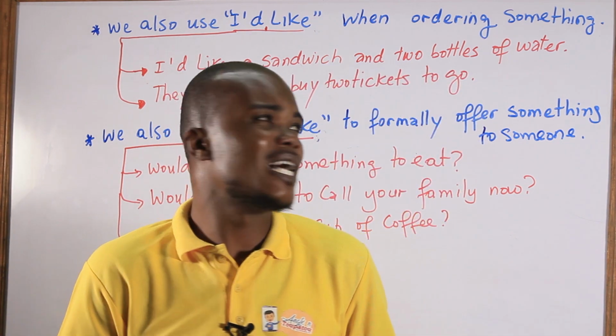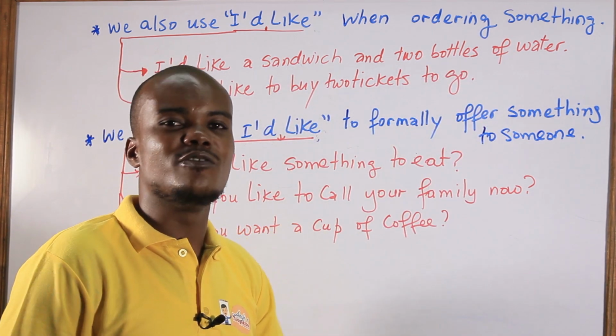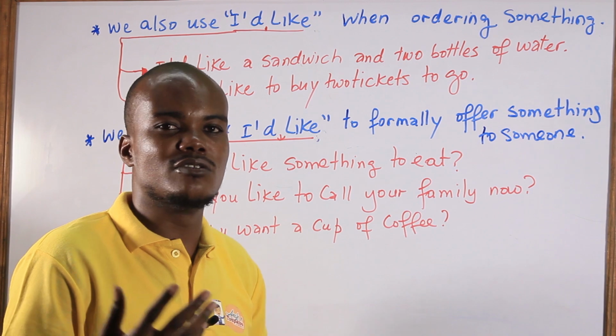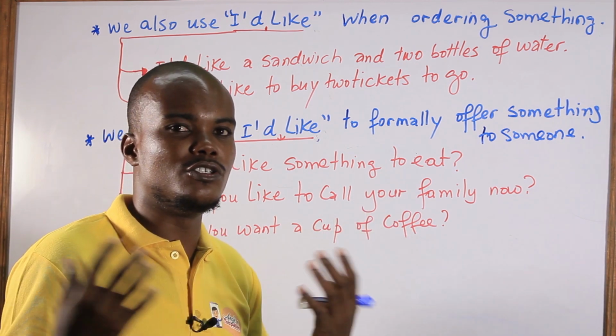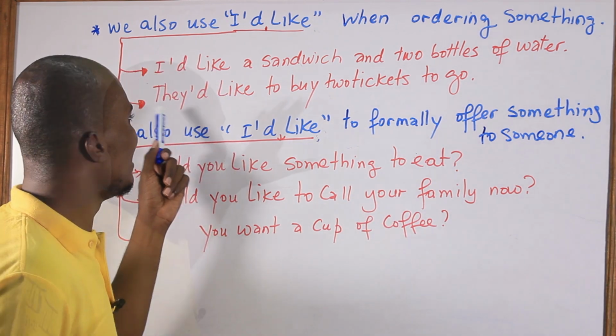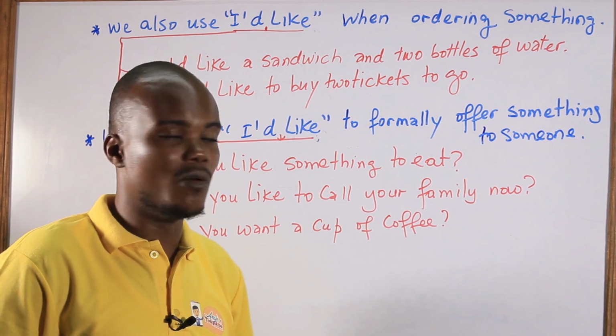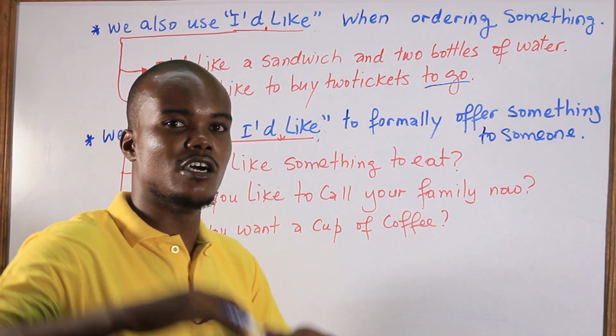It depends on you, not only saying sandwich or bottle of water. If you might need 2 bottles of beer, you need something else, you need natural juice. Depends on you. And secondly, you can say I'd like to buy 2 tickets to go. When I say to go here, that means buy these tickets and go.